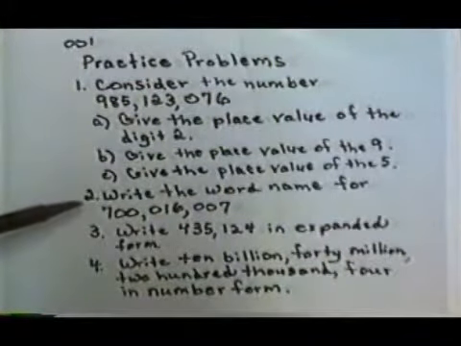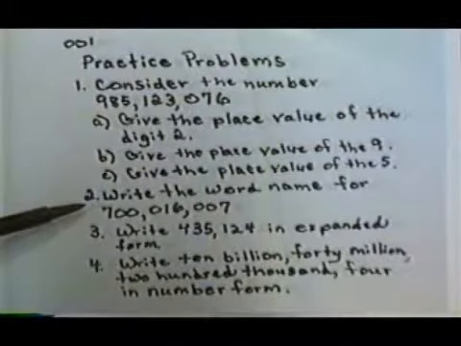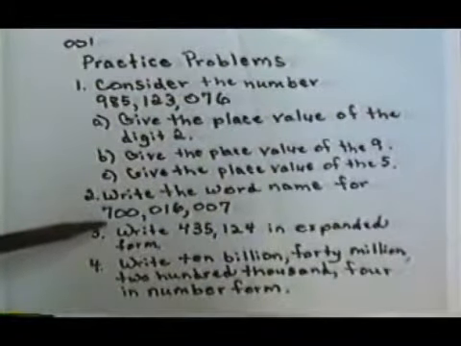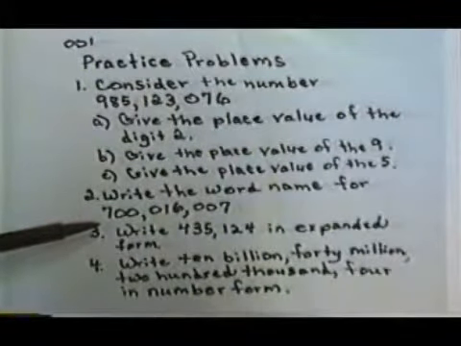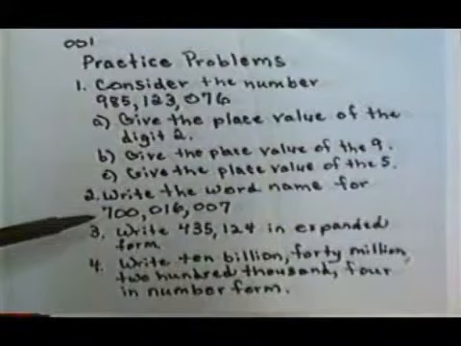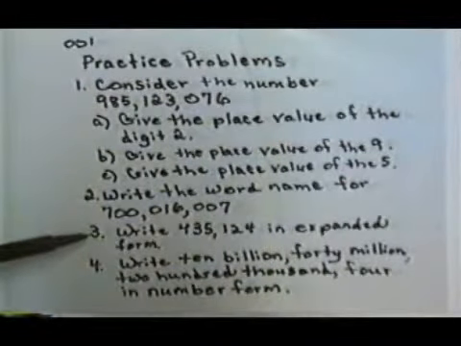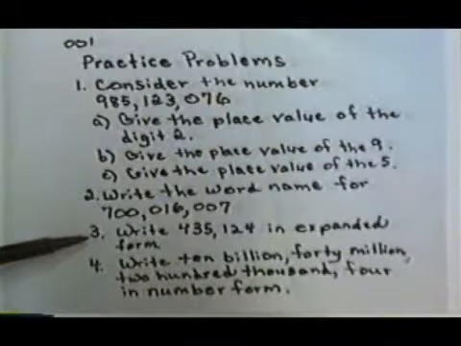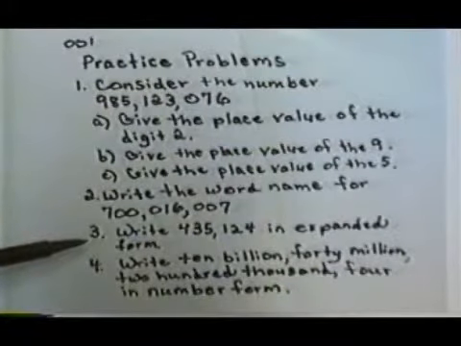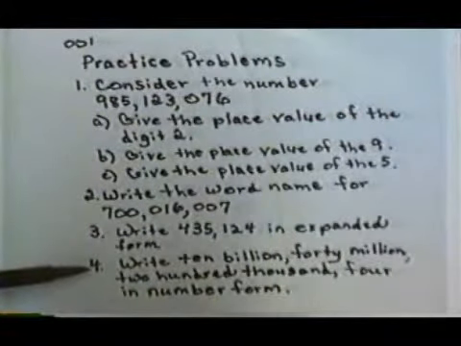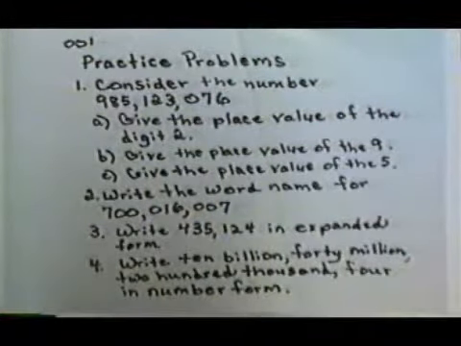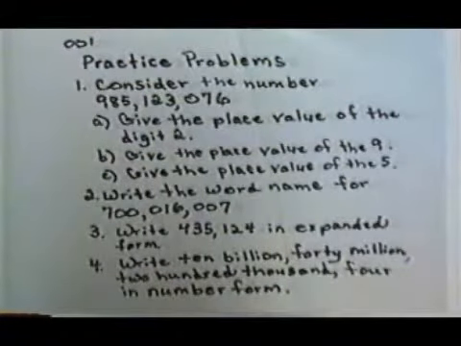The next problem, number 2, is write the word name for 700,016,007. Number 3 says write 435,124 in expanded form. Number 4 says to write 10 billion, 40 million, 200,000, 4 in number form.